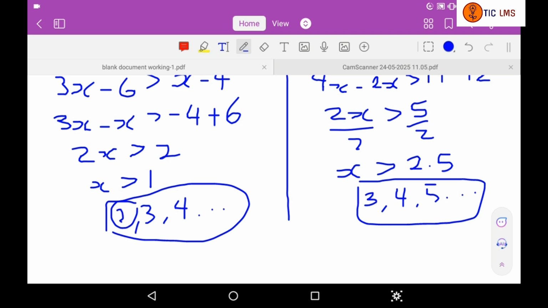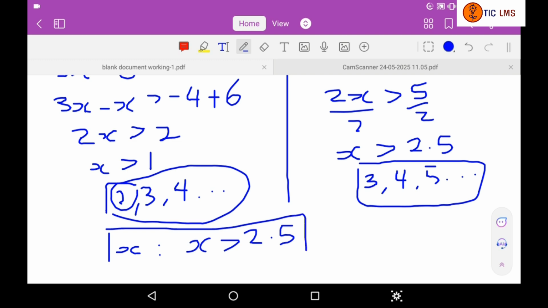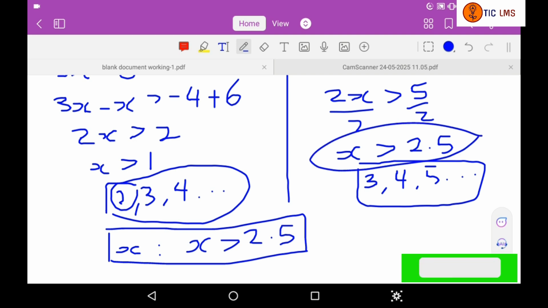Alright, 2 is not inclusive. So it means that the relationship between them starts from 3, 4, 5, and so on, so 2 is out of it. So the set notation we can give is x such that the values of x are greater than 2.5. I hope you understand what I'm saying here. That is the set notation that you can give to this particular question. You're not going to start from x is greater than 1, because the next number there, 2, is not common here. Rather, from 3, it's common.